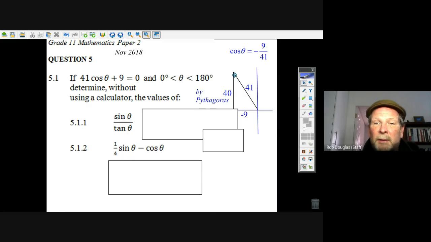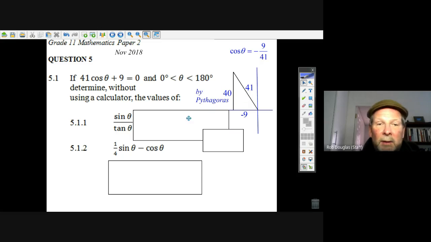We draw this picture. Because we know that the cosine is adjacent over hypotenuse, we know that minus 9 is adjacent, 41 is hypotenuse. So we just fill in adjacent over hypotenuse. And then we do Pythagoras. We go 41 squared minus 9 squared, take the square root, and we get 40. And we know we're going up here so that it is plus 40. Now we've got all we need to be able to figure out the other trig ratios.